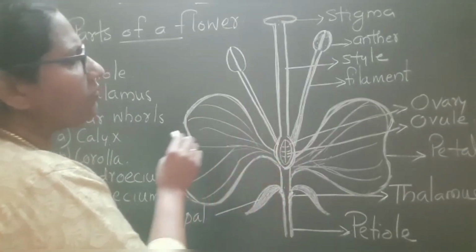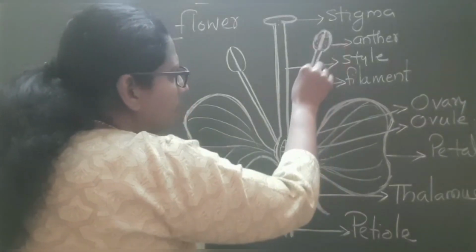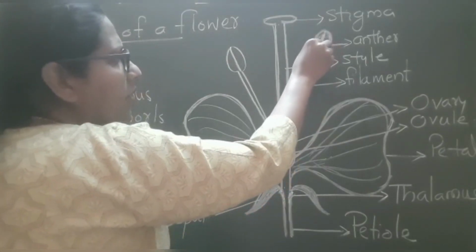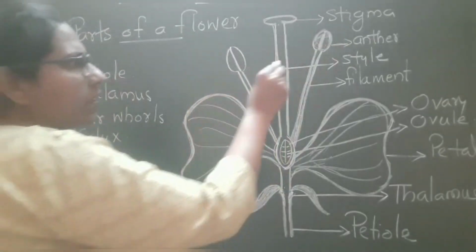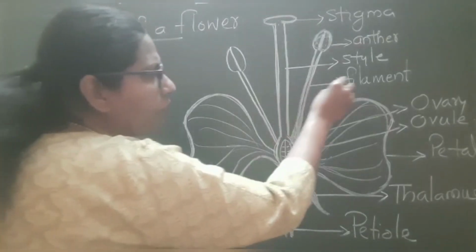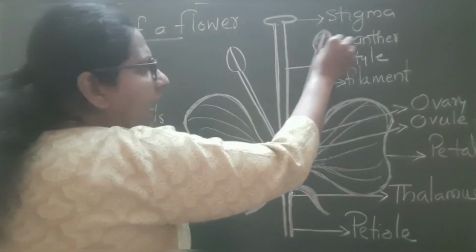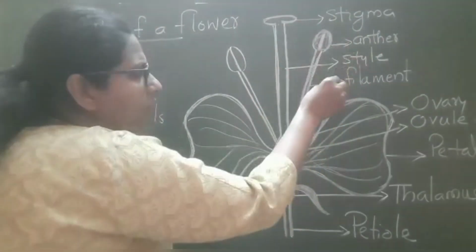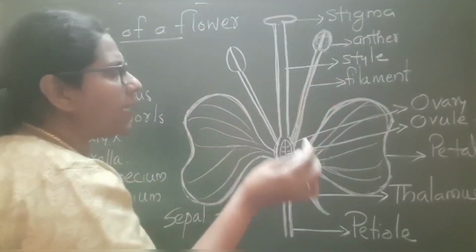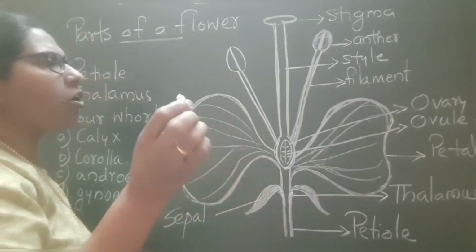The third whorl of the flower is this part. Can you see this bulged out part like a sac? This is called pollen sac. They have pollen grains in them. And then a narrow tube-like part is called a filament. This sac, pollen sac, is called anther. Anther and filament together are called stamen. Stamen is the main reproductive organ of the flower.